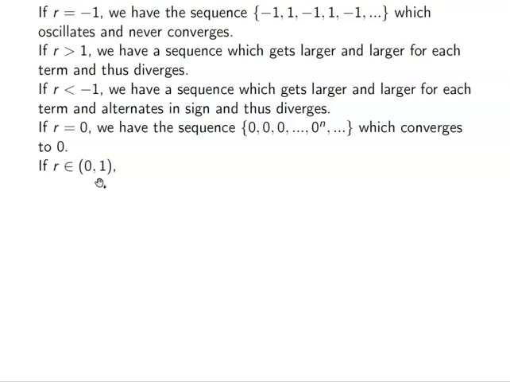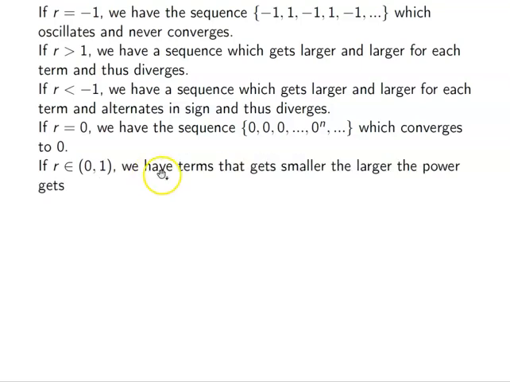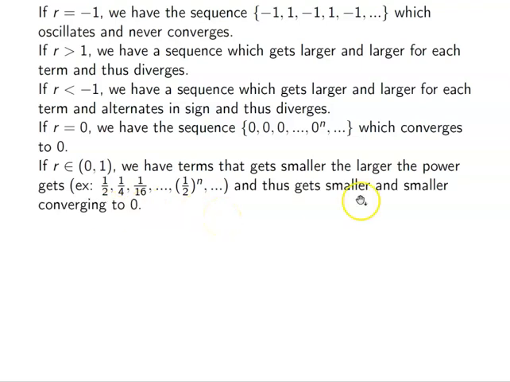When I start putting powers of that, let's just take 1/2 for example. 1/2, so the first power is 1/2. The next one is 1/4. Then 1/8, 1/16, 1/32, 1/64. I'm getting smaller and smaller and smaller. Okay, so if I'm in between 0 and 1, the terms get smaller and smaller, the larger the power gets. And so I converge because I'm getting closer and closer to 0.